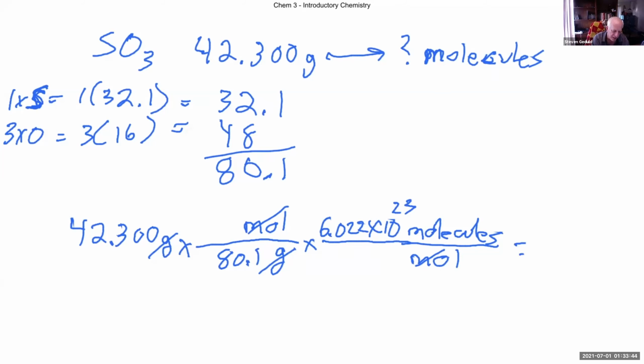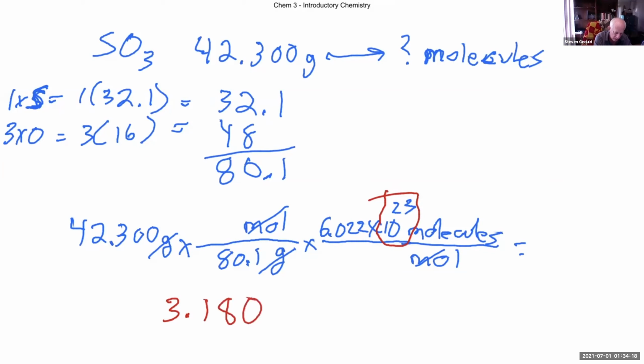So we got molecules. So if it's on the top, we save the exponents to last. So we'll just save this exponent to later. To do the math, what I would do is take 42.3 divided by 80.1 because it's on the bottom, times 6.022 because it's on the top. And that comes out to 3.18. And how many digits do I have? 1, 2, 3, 4, 5 digits.